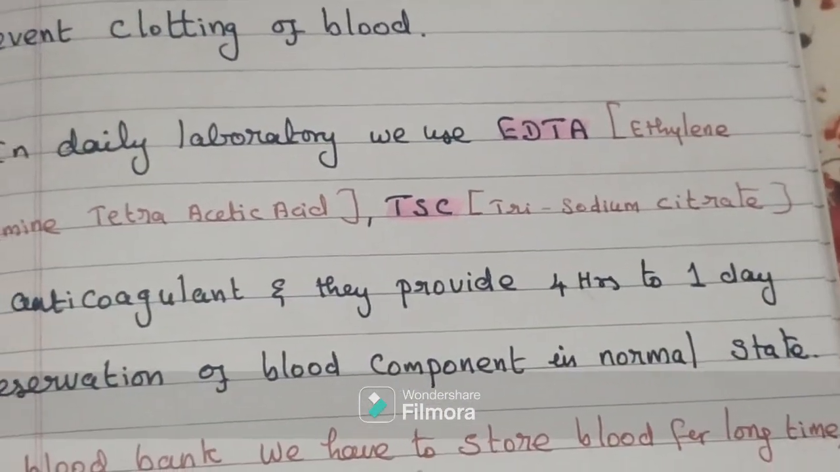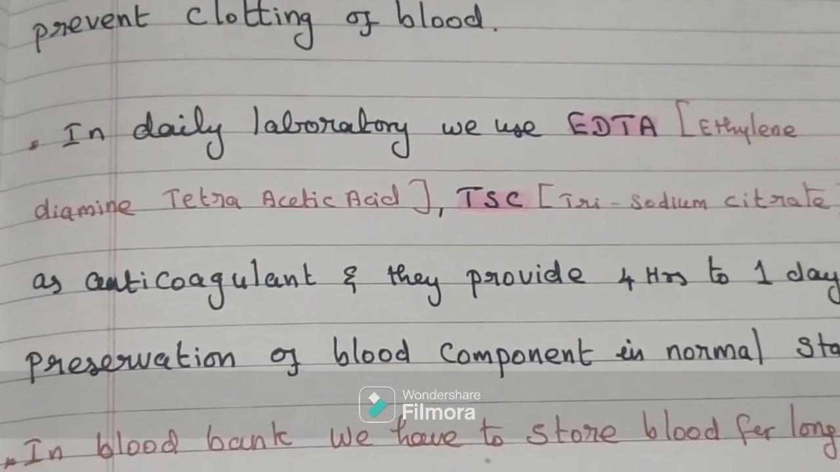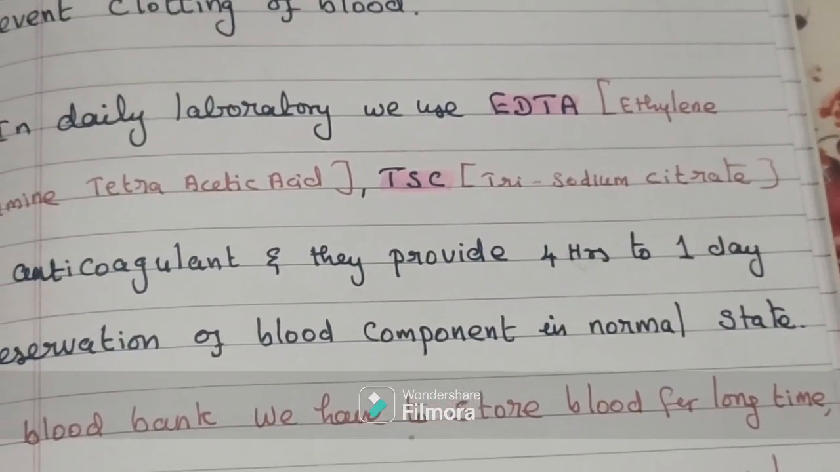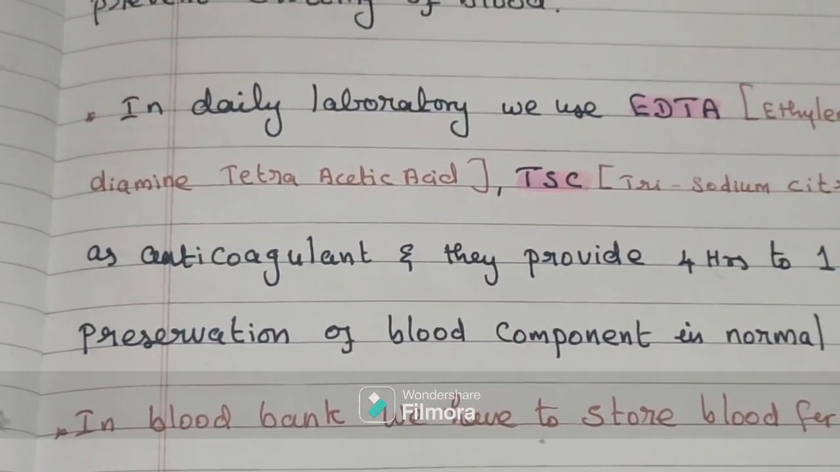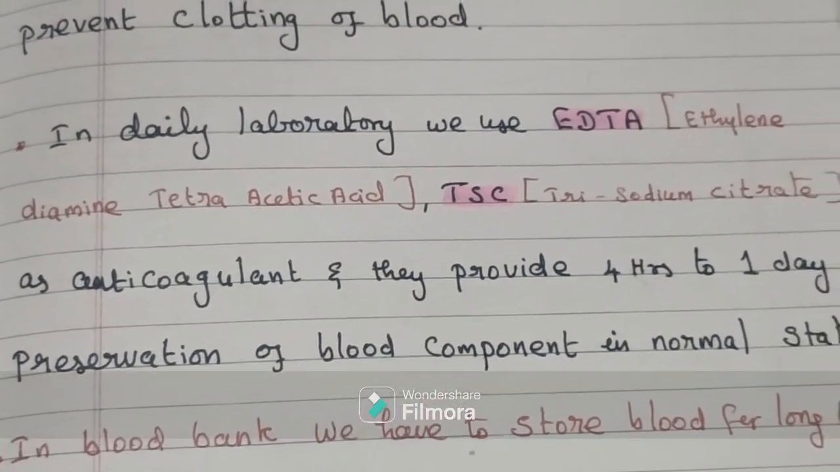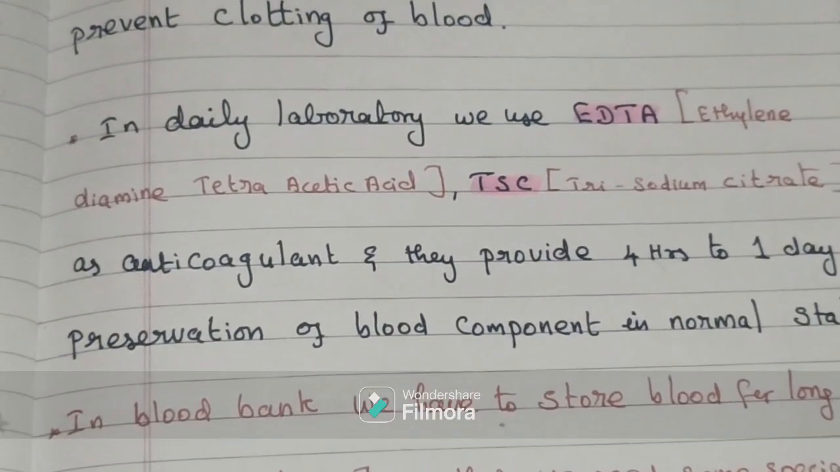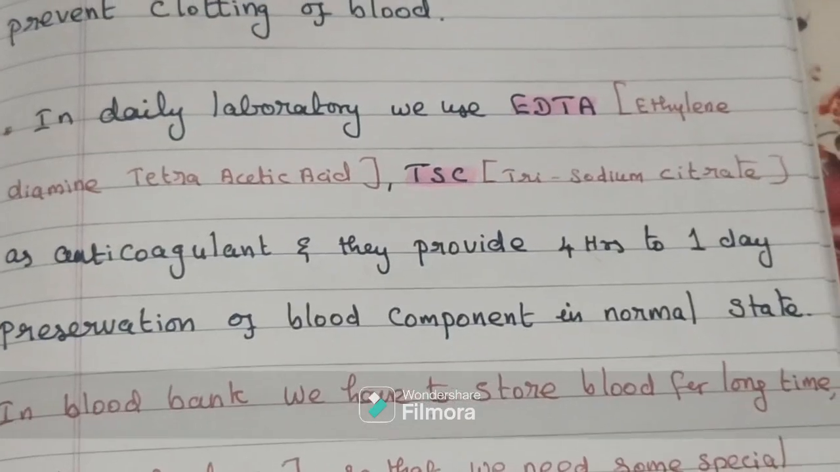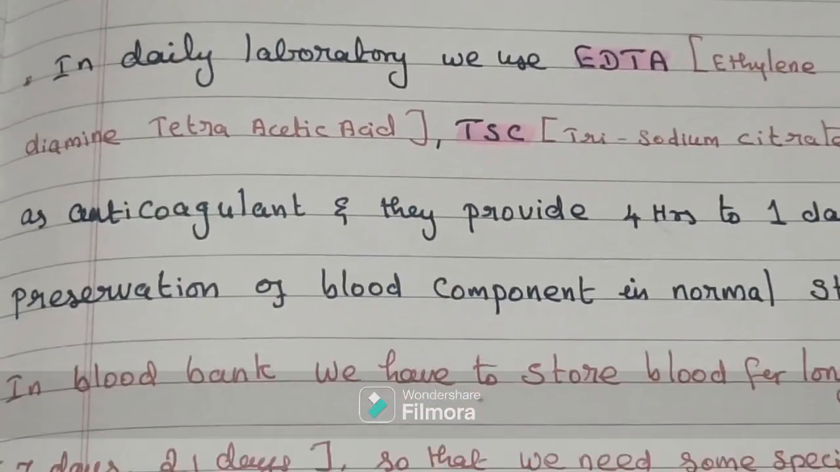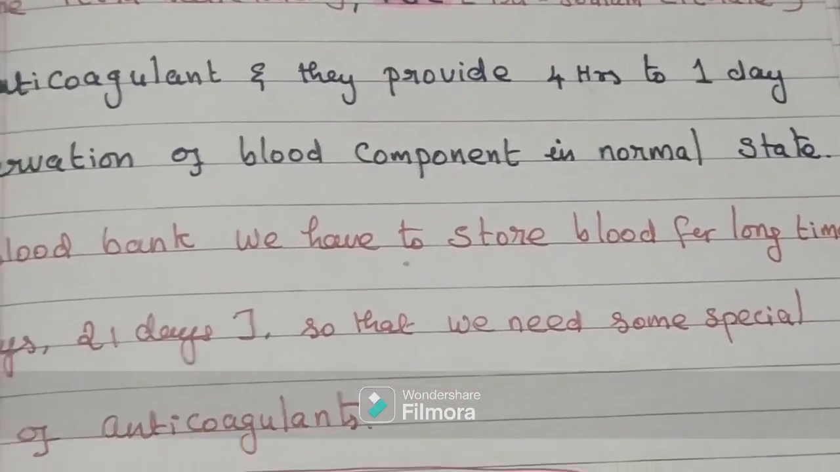In the daily laboratory, we use EDTA, ethylene diamine tetraacetic acid, and TSC, trisodium citrate, as anticoagulants. They provide 4 hours to 1 day of preservation of blood components in the normal state.